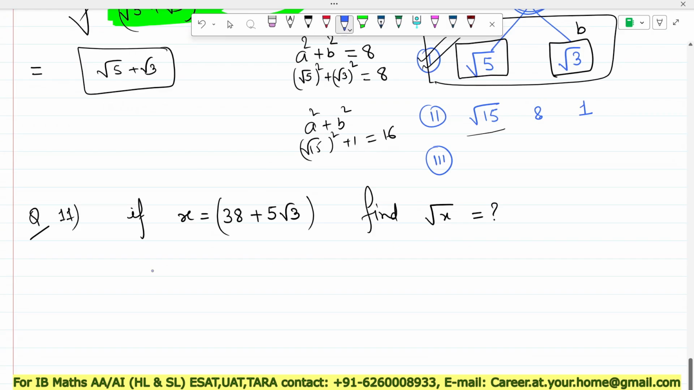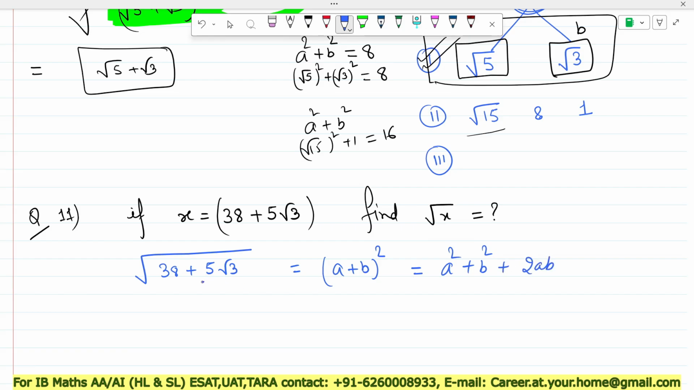Obviously we have to find the square root of 38 plus 5 root 3. So I will try to write it as (a plus b) whole square, which equals a square plus b square plus 2ab. But if we equate this irrational term, I cannot write this 5 root 3 as 2 times something and something. If you take this 2 as common, I will write it this way: 5 over 2 and then root 3. The 2 cancels out, so you are getting 5 root 3.